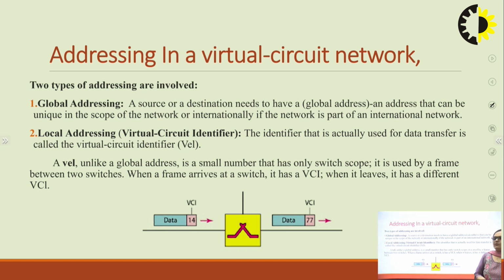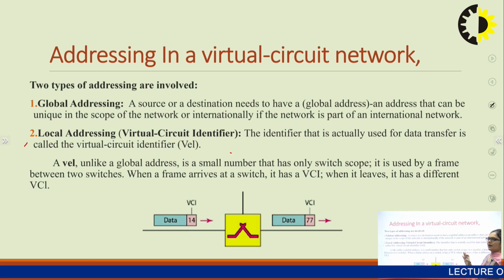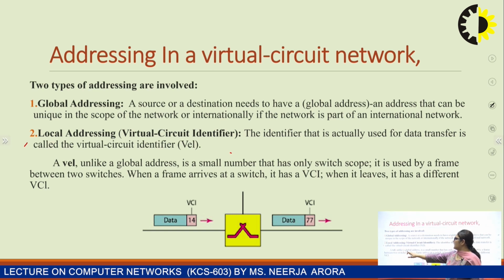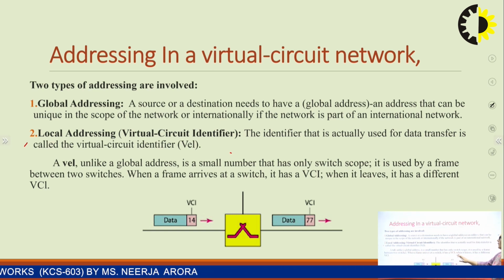In case of virtual circuit networks, two types of addressing are involved. One is global addressing and the second is local addressing. Global addressing is used to identify the destination node and is unique globally. The other is the local address, also known as the VCI, virtual circuit identifier, and this address is used for sending the data or message to the directly next connected node. So it is used locally, that's why it is known as local addressing. The virtual circuit identifier is a small number that has only switch scope and it is used by the frame between two switches.